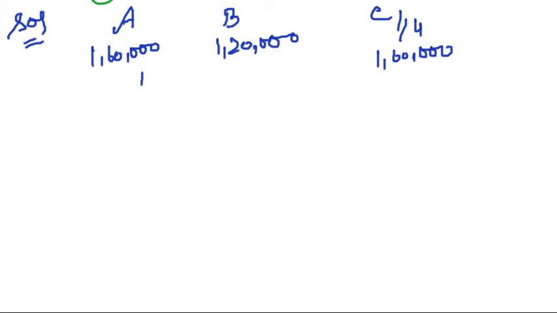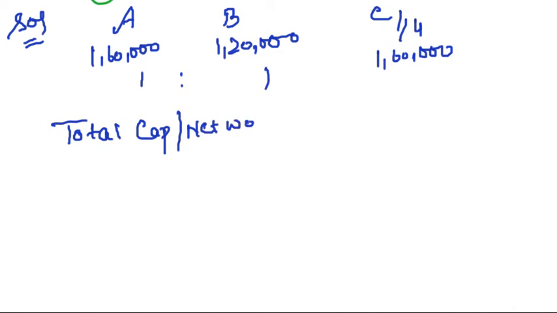Profit sharing ratio is not given, we assume it to be equal. Why? Because we read in the very basics of partnership that in the absence of any information, the profit sharing ratio will be considered to be equal. Now, first of all we will calculate the total capital, or I can say net worth of the firm on the basis of C's share.